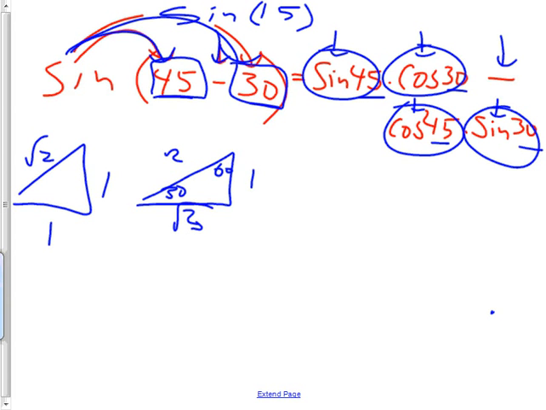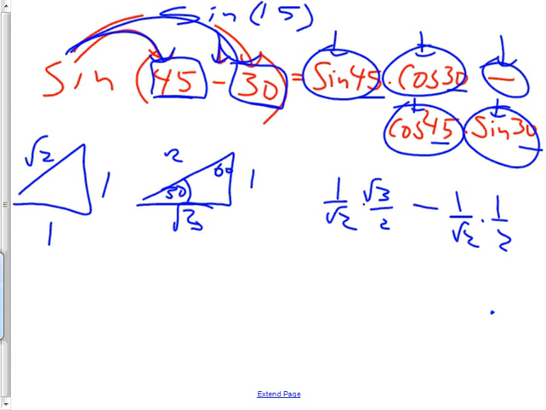There we go. So if I want to find sine of 45, what's the answer? 1 over root 2. Okay, what's cosine of 30? Cosine of 30, here's 30. What's cosine of 30? Root 3 over 2. And then there's a minus. And then cosine of 45. 1 over root 2. And then it's sine of 30. 1 over 2.